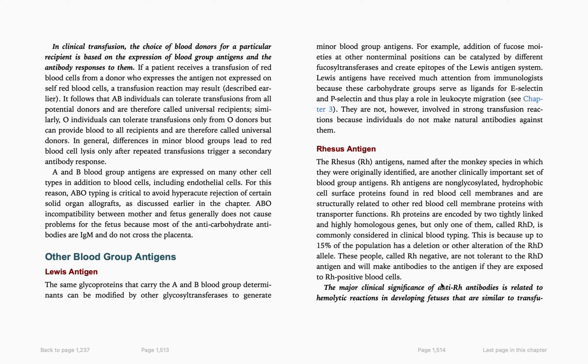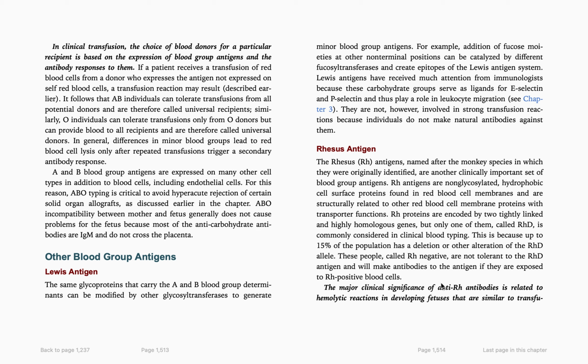It follows that AB individuals can tolerate transfusion from all potential donors and are therefore called universal recipients. Similarly, O individuals can tolerate transfusion only from O donors, but can provide blood to all recipients and are therefore called universal donors. In general, differences in minor blood groups lead to red blood cell lysis only after repeated transfusion triggers a secondary antibody response.